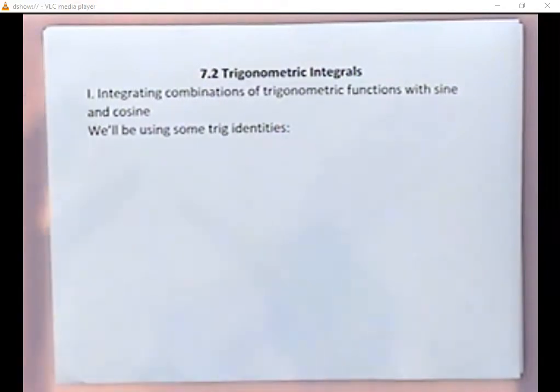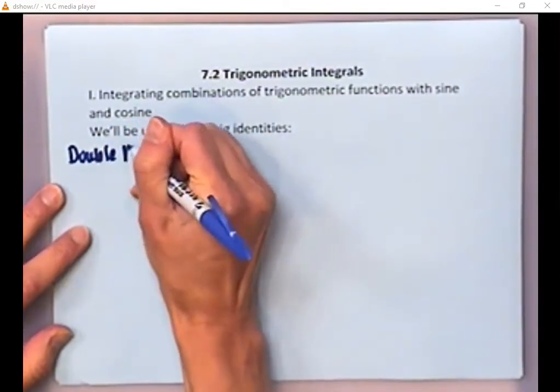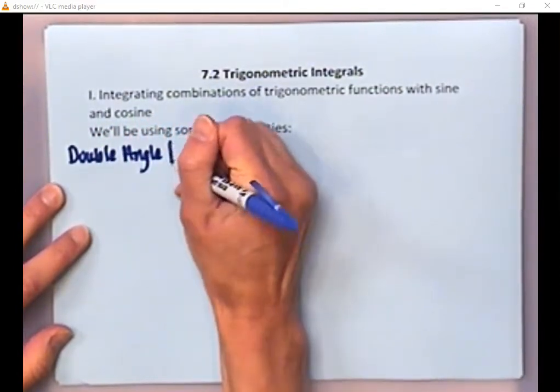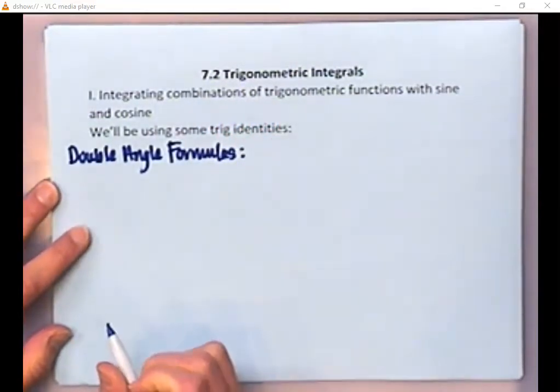The second half tomorrow we'll deal with the other trig functions, but today we're going to look mostly at just the sine and cosine ones. So I'm going to give you a couple formulas you should know from trigonometry. I'll give you the double angle formulas. We'll use these every once in a while from trig. So let's see if you remember these.